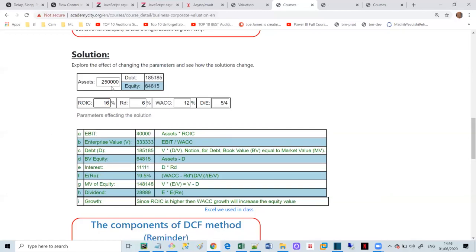So let's change this number here from 14 to 16. Pay attention, on the same amount of investment, you're getting 16%, which means you're making 40,000 a year now, much more than you did if you made only 14%. So increasing ROIC means that we become more profitable. We're selling more, we're reducing cost. That's what we call higher ROIC means better management.